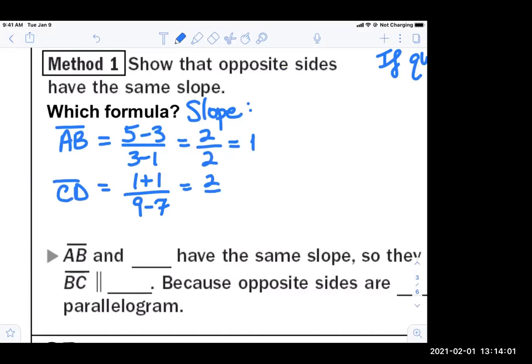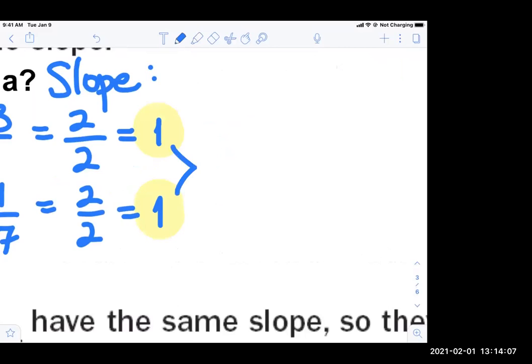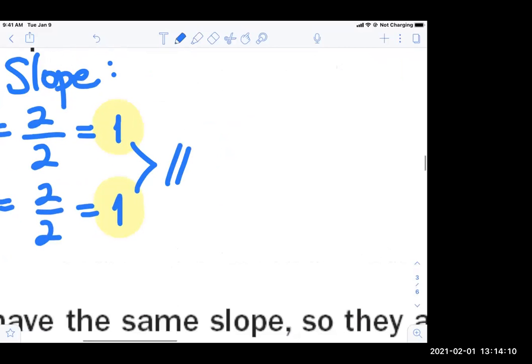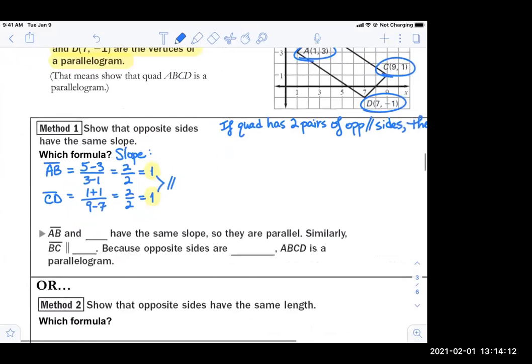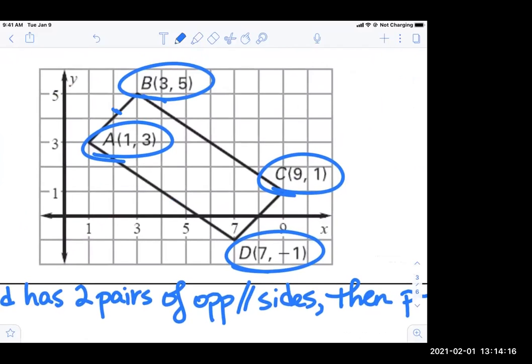So 2 over 2 is also 1. 1, right. So that's going to tell you that those are parallel. Now, is that enough to tell us that that's a parallelogram? If you show that that's parallel and that's parallel, is that sufficient to tell you it's a parallelogram?